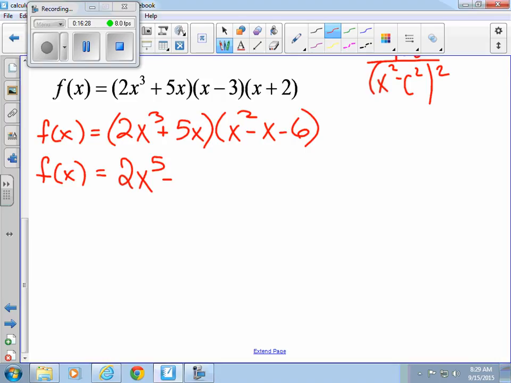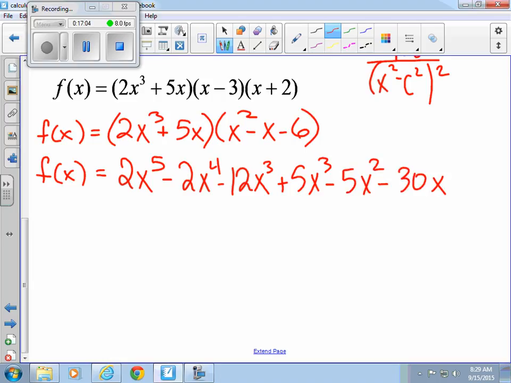So the first way I'm going to do it is algebra heavy. The second way is calculus. It does depend on what the answer choices look like. This would be multiple choice. It very much depends on what the answer choices look like, how I would approach it. 2x cubed times x is negative 2x squared times negative 6 is negative 12x cubed. And there's the 5x times everything gives me 5x cubed minus 5x squared minus 30x.